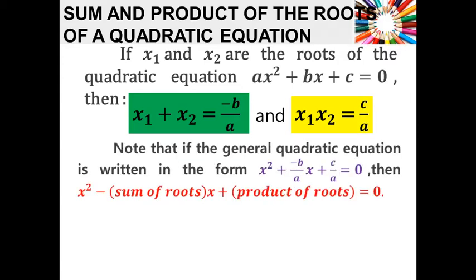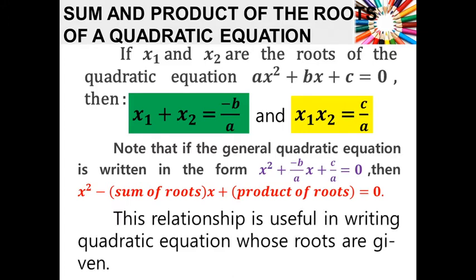Note that if the general quadratic equation is written in the form x squared plus b over a x plus c over a is equal to 0, then it is x squared minus the sum of the roots x plus the product of the roots is equal to 0. This relationship is useful in writing a quadratic equation whose roots are given.